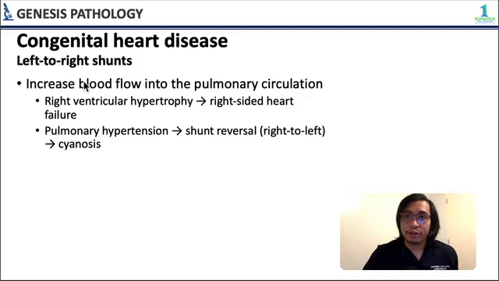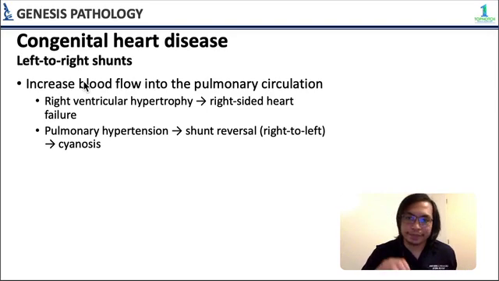So, when we say left to right shunts, from the left heart, systemic, no? Systemic is left, right is pulmonary. So, kapag may butas sa puso mo that makes blood go from the left side of the heart, which is systemic, to the right side of the heart, which is pulmonary, that's a left to right shunt. Remember, the right atrium, right ventricle will pump blood to the pulmonary circulation. That's why kapag left to right shunts, increase blood flow into the pulmonary circulation.